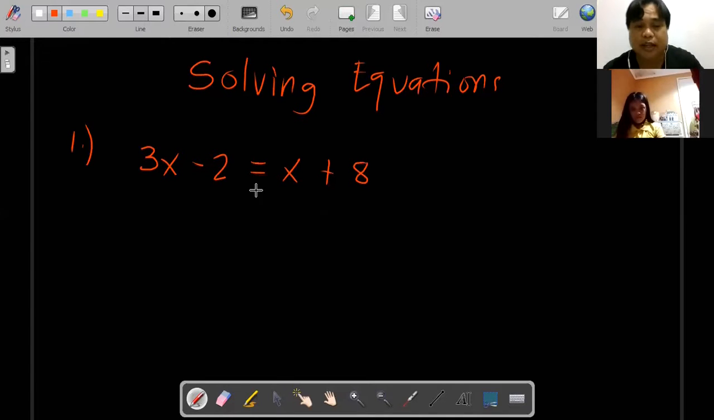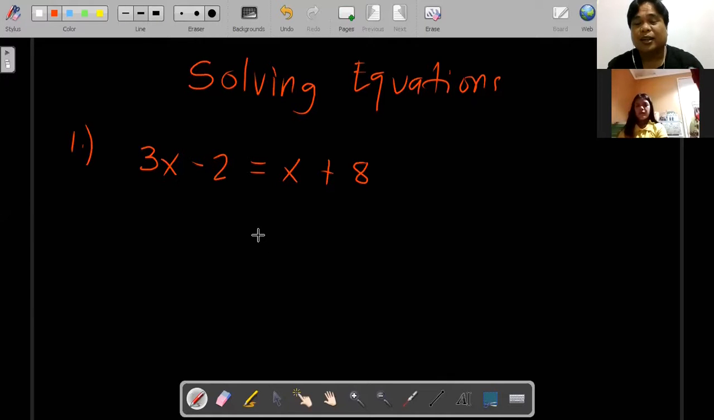Okay, as you can see here, Fion, you have two algebraic expressions at both sides of the equal sign, right? At the left side of the sign, you have 3x minus 2. At its right is x plus 8. Now, all you need to do, Fion, is this. This is one thing that you need to remember. You just have to group the ones with the variables and the ones that are constant.